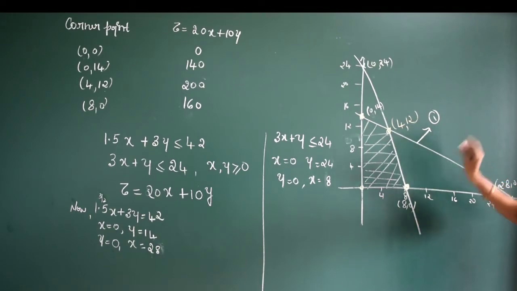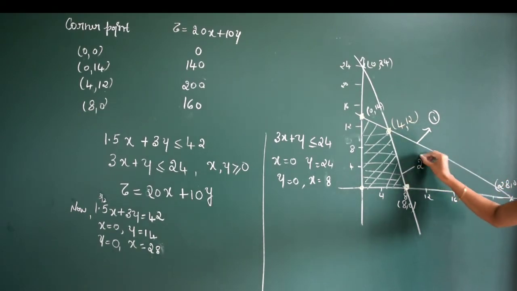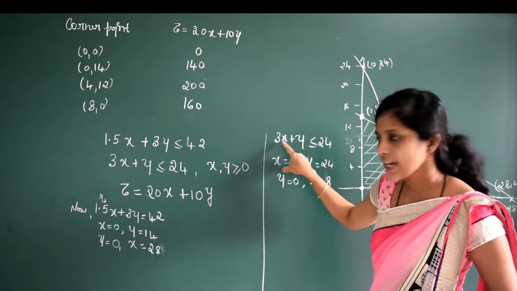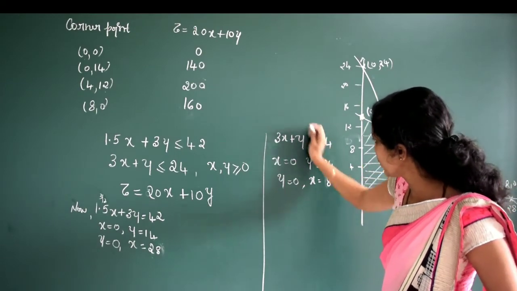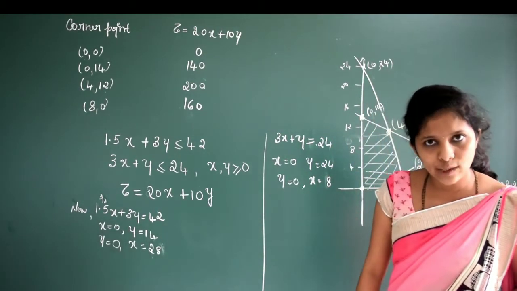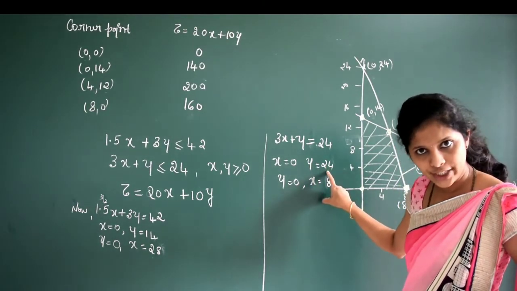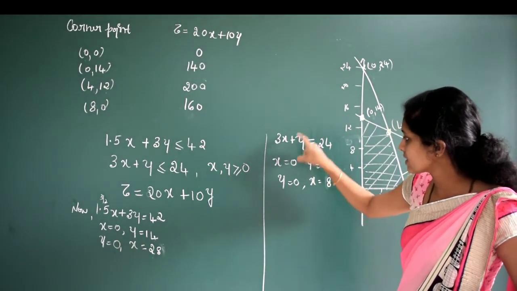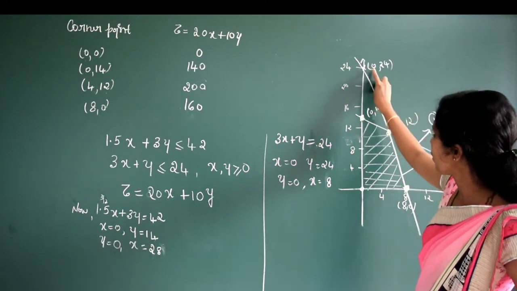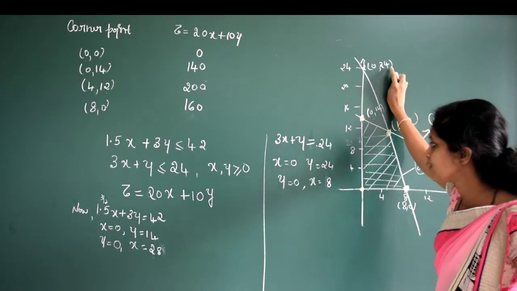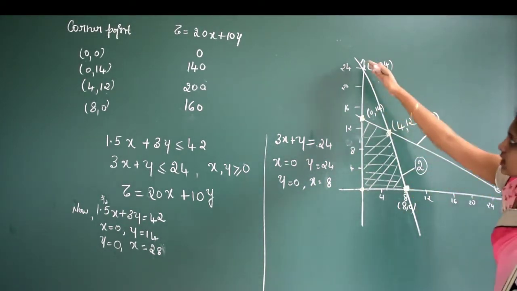So this is the equation of our first line, and now the equation of our second line. See here, 3x plus y less than or equal to 24, we have to consider as equal to 24. If the value of x is 0, y will be 24. If the value of y is 0, x will be 8. So the points are 0, 24 and 8, 0. So this is the line.